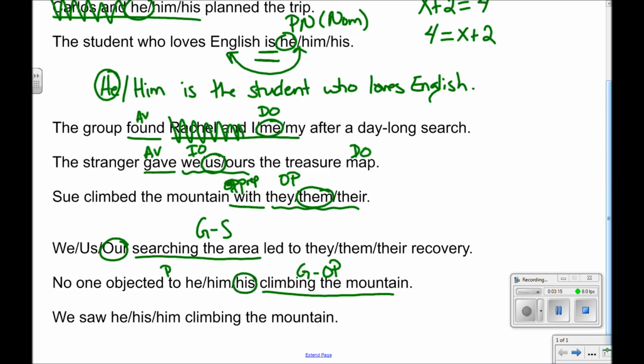But in the third example, saw is my action verb. Climbing the mountain is not a gerund. It's a participial describing him. He, his, or him is the direct object, who or what we saw. So here I use the objective case, him, not the possessive case.